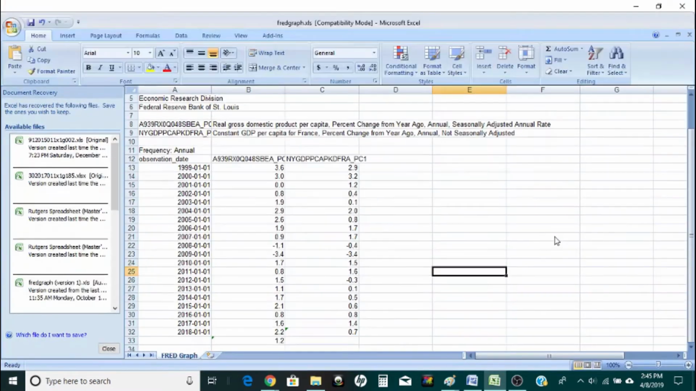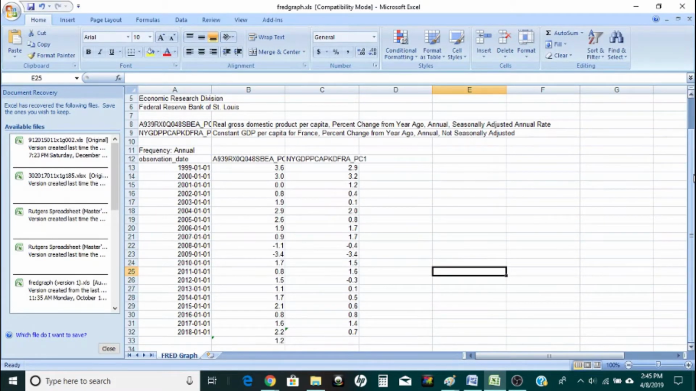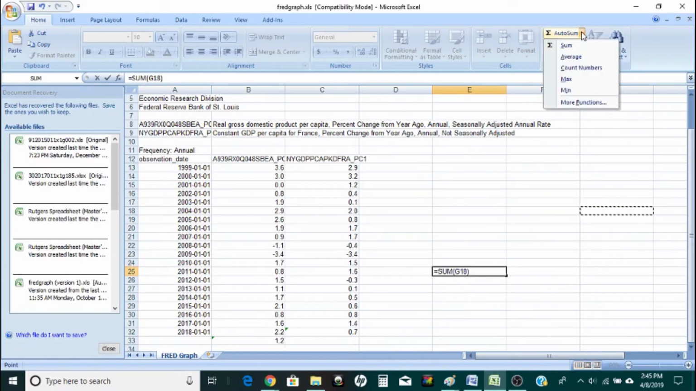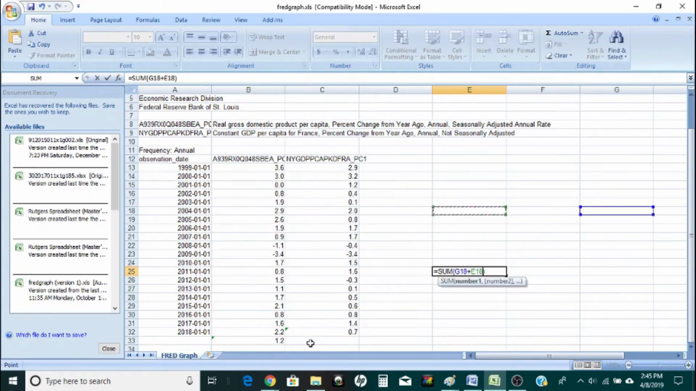Okay, so by downloading the numbers into Microsoft Excel, using the summation function, I was able to find the average growth rate for both the United States and France during that period. Since 2000, per capita economic growth has averaged 1.2% in the United States and 0.7% in France.